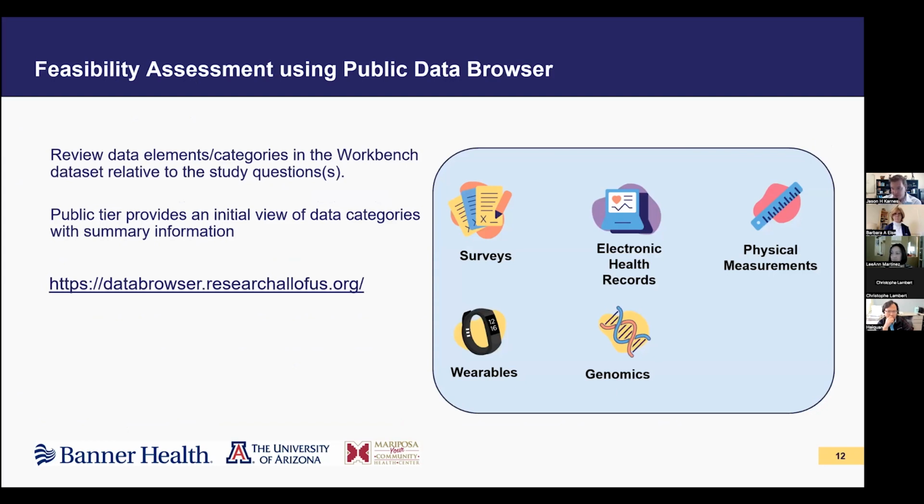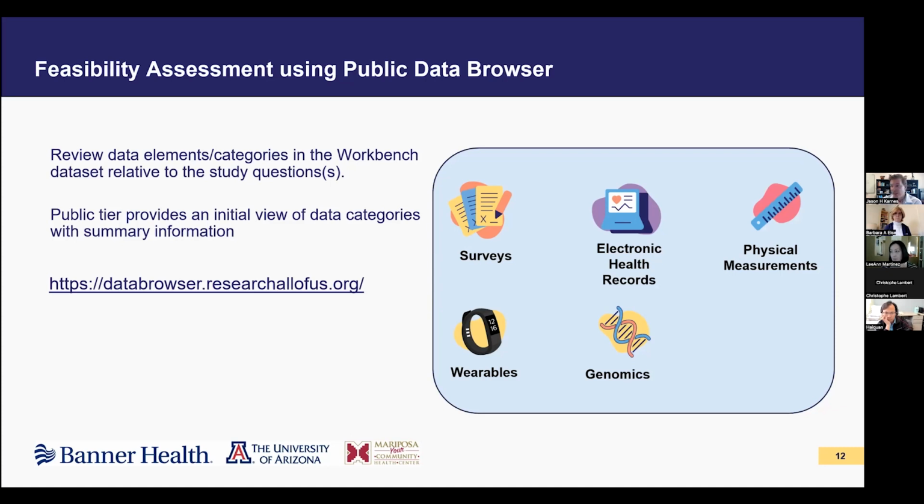I've mentioned feasibility several times. Just to reiterate that, this is the URL for the data browser. You can go on here. You can look at minor allele frequencies for single nucleotide polymorphisms. You can look at number of respondents for given surveys. You can look at incidences of specific EHR codes and view those by race and ethnicity. So there is quite a bit that you can do on this public data browser, and this is very easy to navigate. And this is very useful, I'd say, from a grant feasibility standpoint.